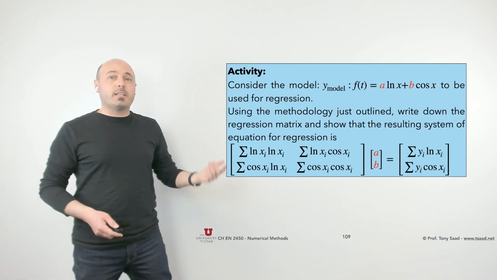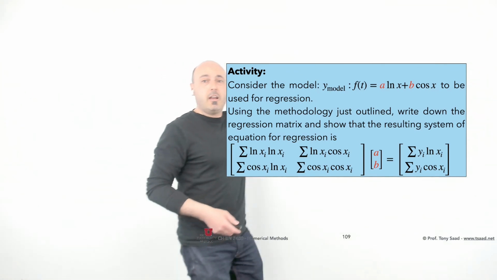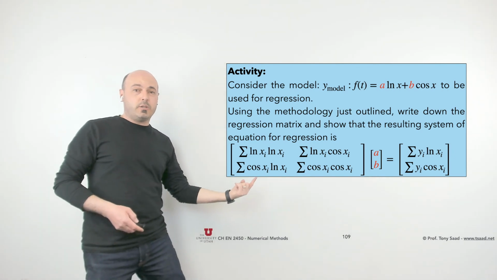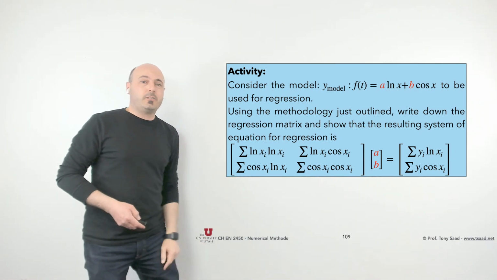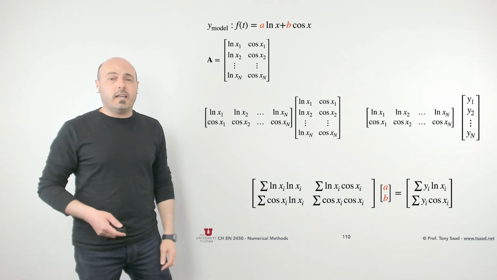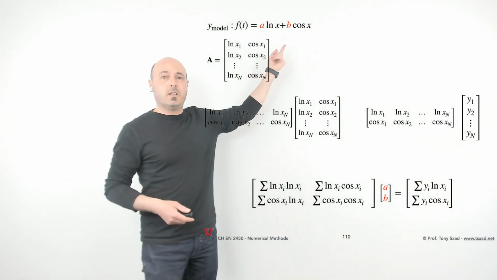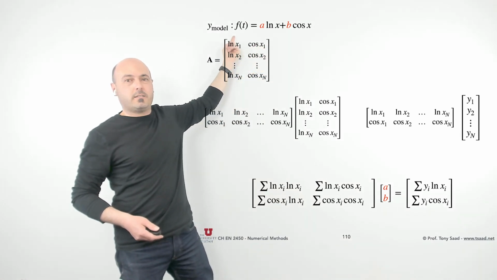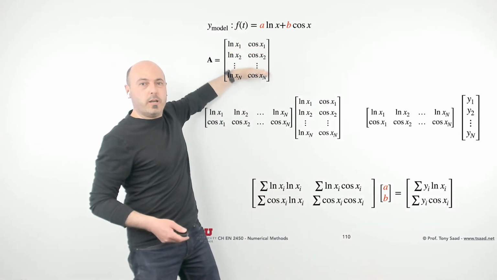All right, now let's look at a more complex model. Let's look at A log x plus B cosine x. I claim that this is what you get, this complex summation, all right? What is A in this case? Think of your basis functions, log x and cosine x. Write them down. Log x, cosine x, and start populating.